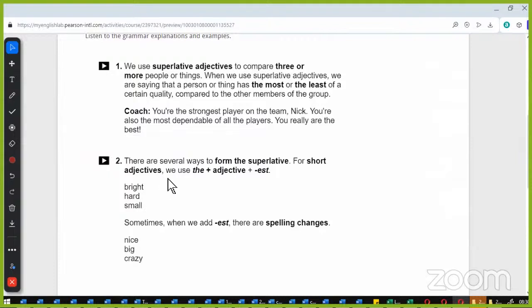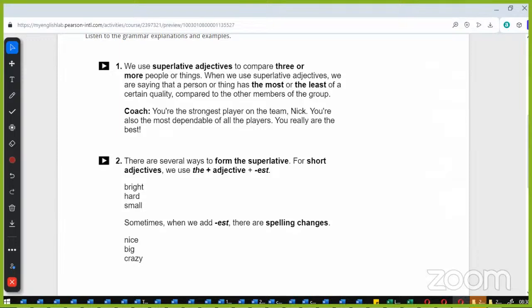We use superlative adjectives to compare three or more people or things. When we use superlative adjectives, we are saying that a person or thing has the most or the least of a certain quality compared to the other members of the group. The coach says, "You're the strongest player on the team, Nick. You're also the most dependable of all the players. You really are the best."